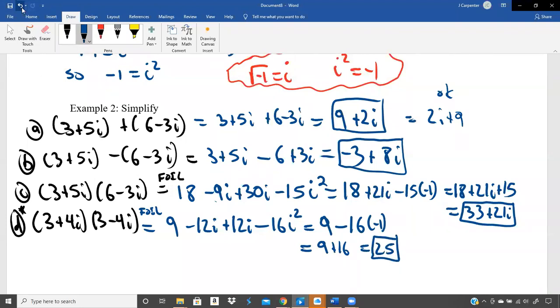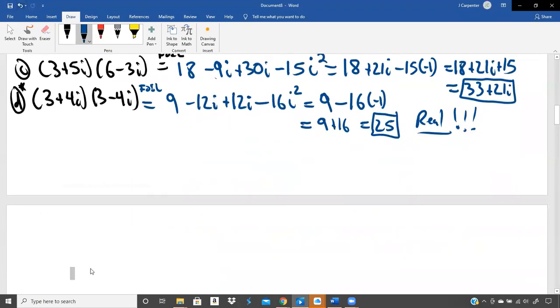Look at the last set of answers. 9 plus 2i, negative 3 plus 8i, 33 plus 21i, versus this answer, 25. These were complex in that they had both real and imaginary parts, so they were real and imaginary. This 25, while still complex, it does not have an imaginary part. It is completely real. And that is exactly why we need this type of problem for what we're about to do. So problem D right there really sets us up for what we're about to do.